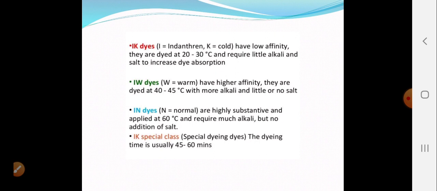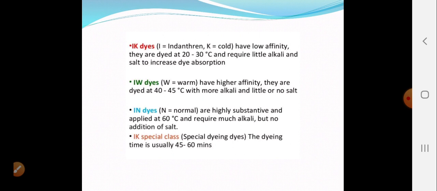Next is IW, again indanthrene, warm. Now they have higher affinity as compared to the IK group and they are dyed at a little higher temperature, around 40 to 45 degrees Celsius, with more alkali and little to no salt. Then next is IN, normal dyes. They are highly substantive and applied at 60 degrees Celsius and require much alkali, even more than the above two types, and no addition of salt is required.